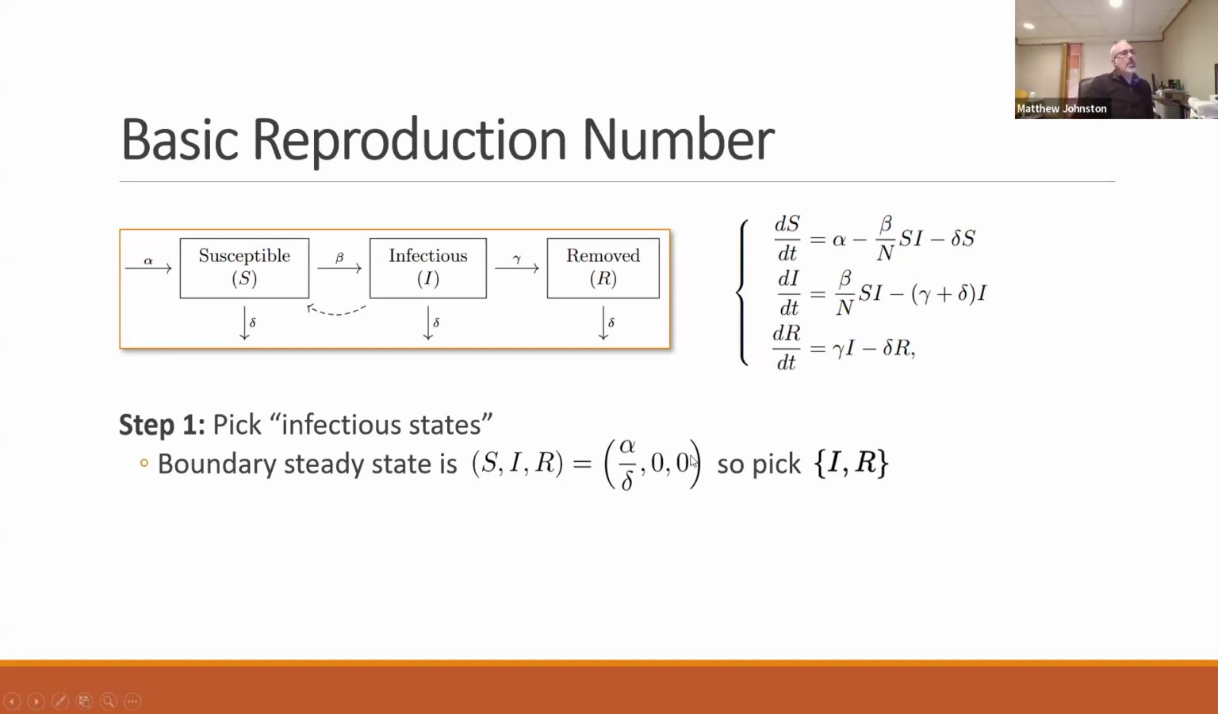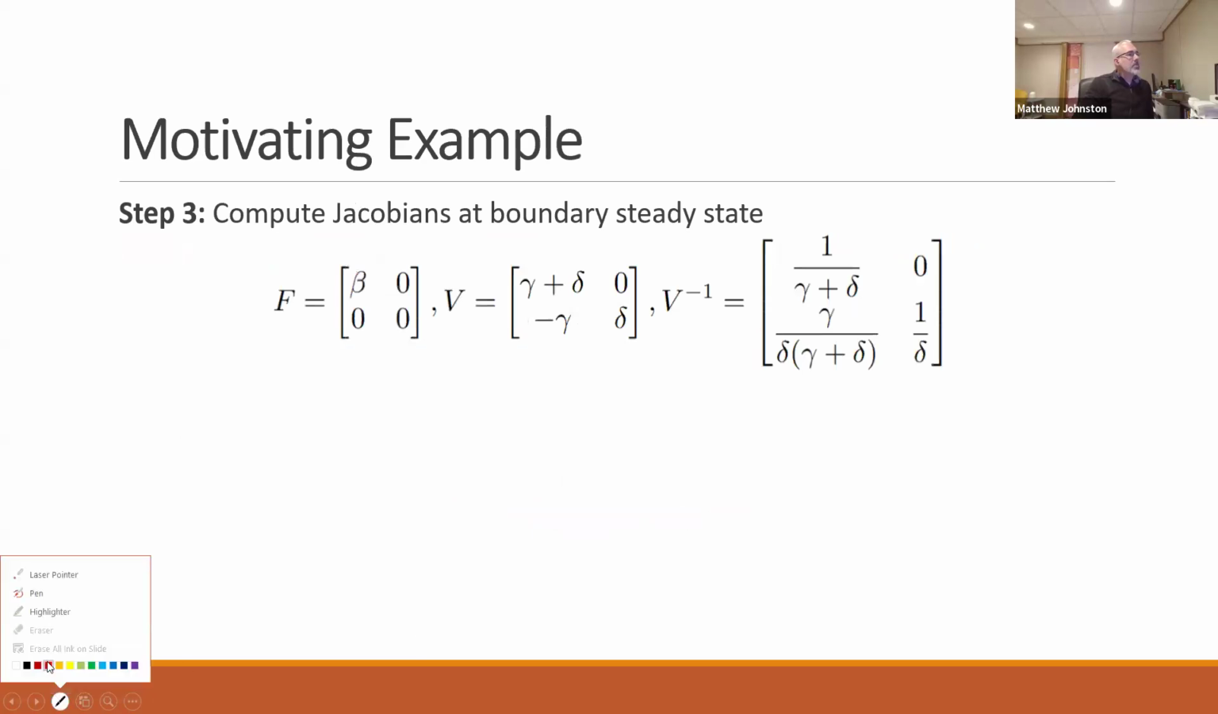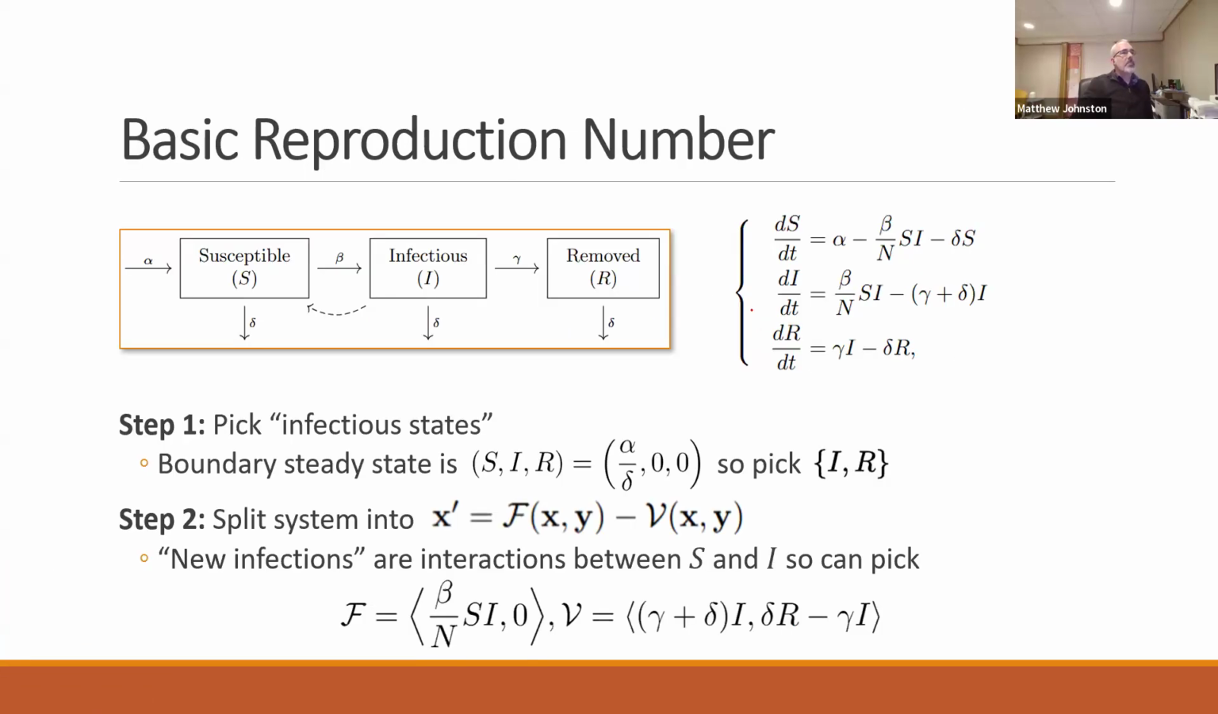So I'm going to take I and R. It doesn't matter. It might be more natural to take I as the infectious class, but I'm just making the analogy with the boundary states. We can split that system in this way. So the new infections are, let's see if this works. Oops, nope. The new infections are just this part. I'm going to focus on these two equations because those are our infectious states. For the F, I'm just going to grab that. That's the only new infection term there. So I put that in our F. Everything else goes in the V. Everything else, I do have to change the sign, so it's minus V. That's just for technical reasons, so don't worry too much about that.